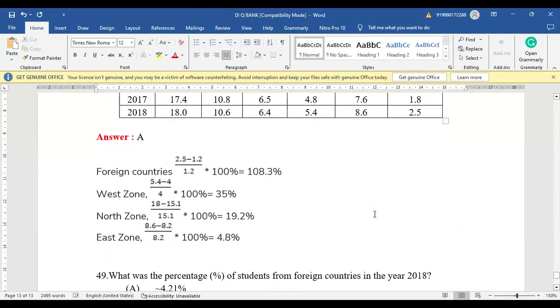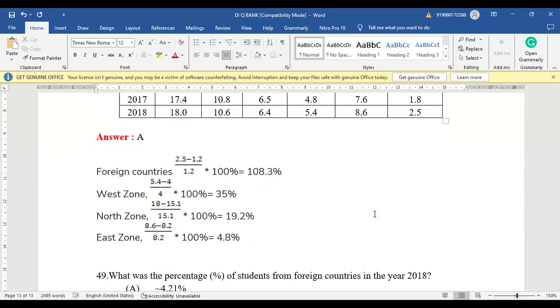Like this, for everything you should find out. Let us say 18 minus 15.1, divided by 15.1. So 18 minus 15.1 is 3.1. Okay, 3.1 divided by 15.1. Simply, by our approximation model, 3 by 15 is 20%. Already I got the answer, 108.